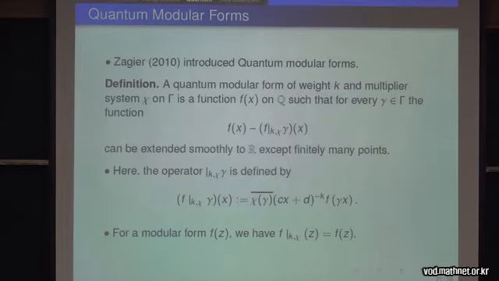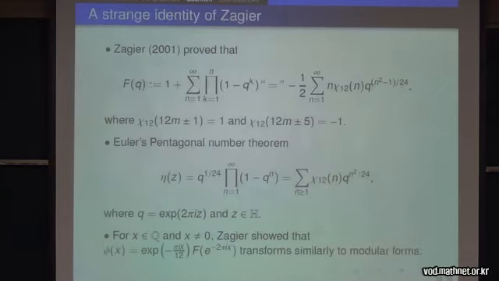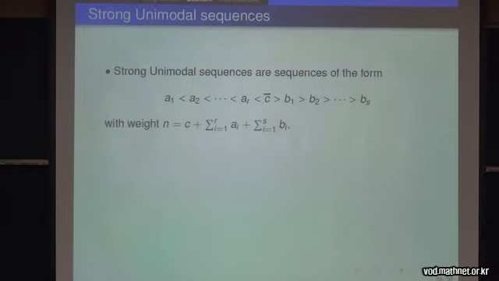And then he lists some examples of quantum modular forms. One of the examples appears in his paper on topological invariants, and this type of invariant is actually a quantum invariant. That's why he named this type of function a quantum modular form. And then quantum modular forms also appear in combinatorics. So now I'm going to introduce strong unimodal sequences.